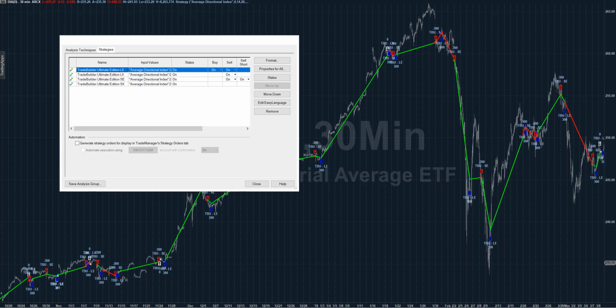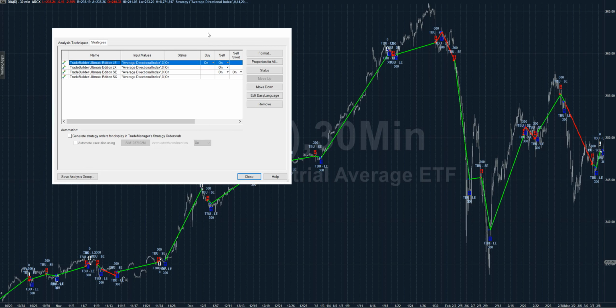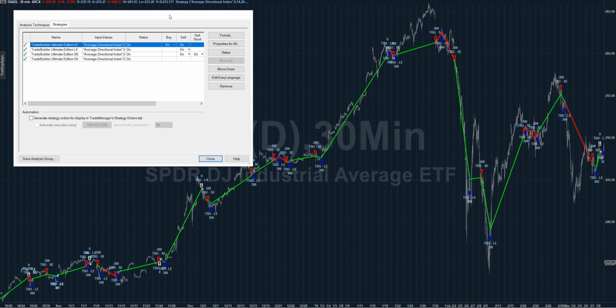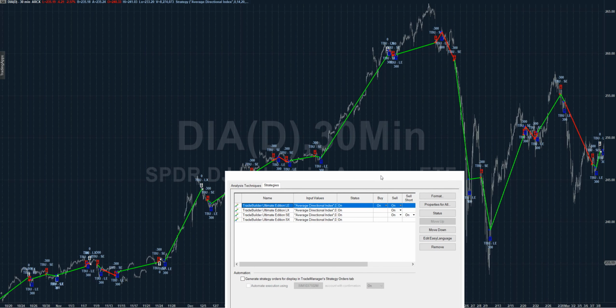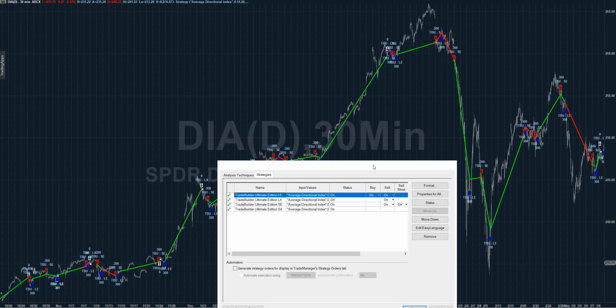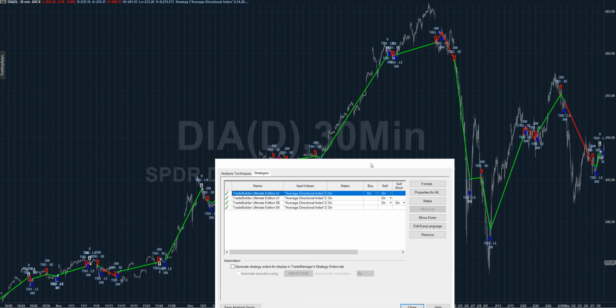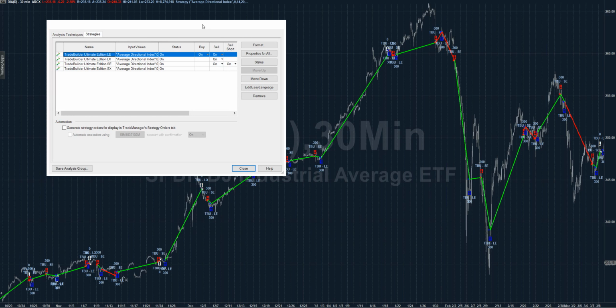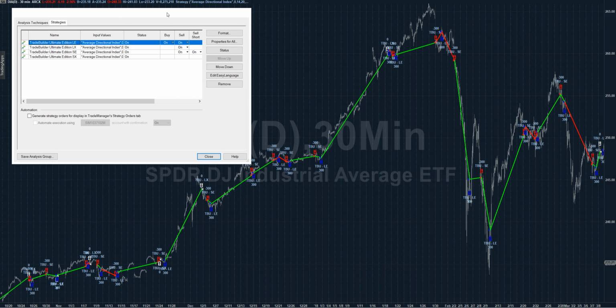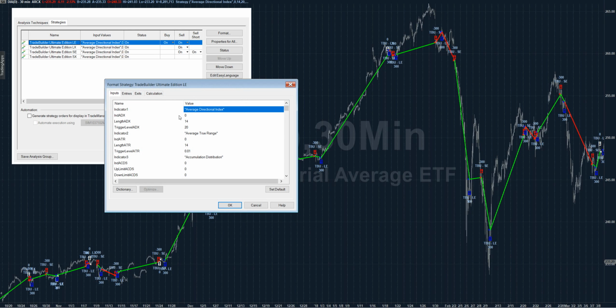We are going to introduce TradeBuilder Ultimate using a sample previously optimized strategy for the Dow Jones Industrial Average ETF, known as the Diamonds or DIA, 30-minute price action. We want to introduce the mechanics of TradeBuilder and its GUI, the graphical user interface, and how to build strategies using this framework.